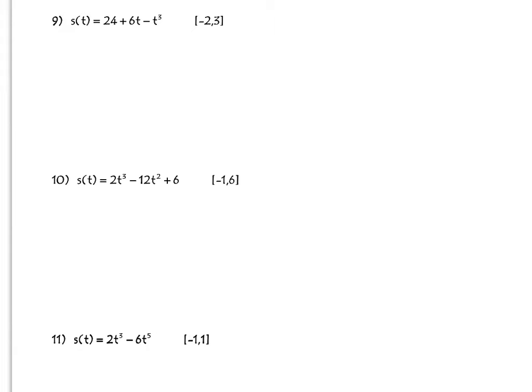Let's try one more together before you try one on your own. So let's start off. We want to know our velocity. Taking the derivative of position, the derivative of 24 is 0, the derivative of 6t is just 6, and the derivative of negative t cubed would be negative 3t squared. And then for our acceleration, we're taking the derivative of the velocity, so acceleration is just going to be negative 6t.